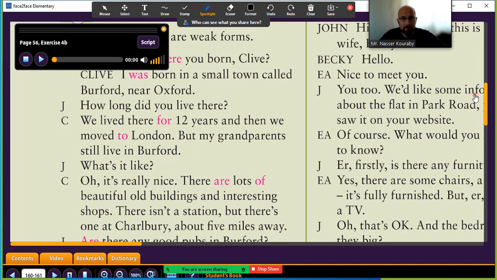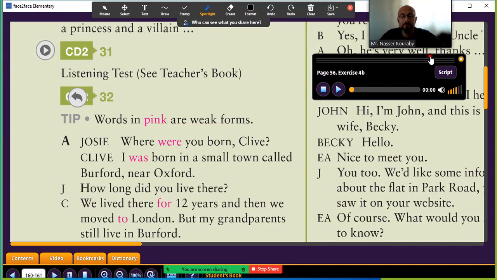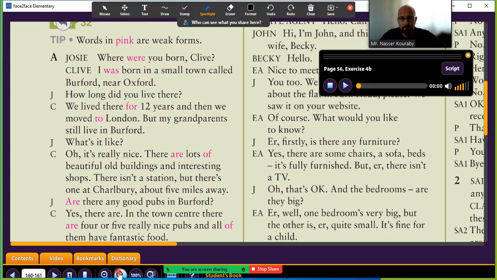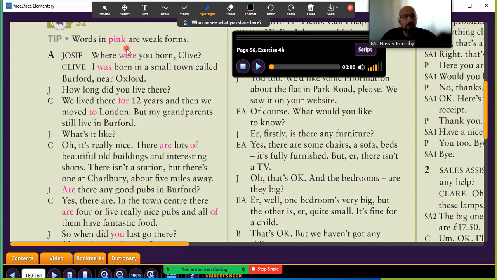Track 32. Okay, so you can note here while you listen. Listen and notice we don't really hear the pink words clearly. Why? Because they say them in a weak form. Okay, listen.